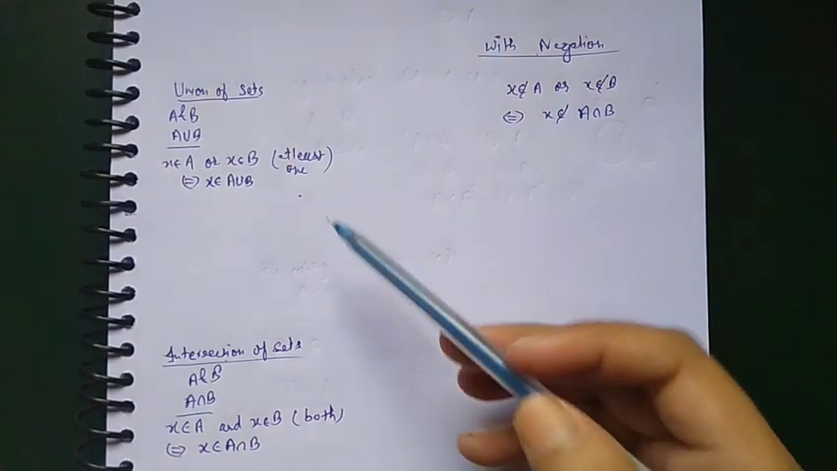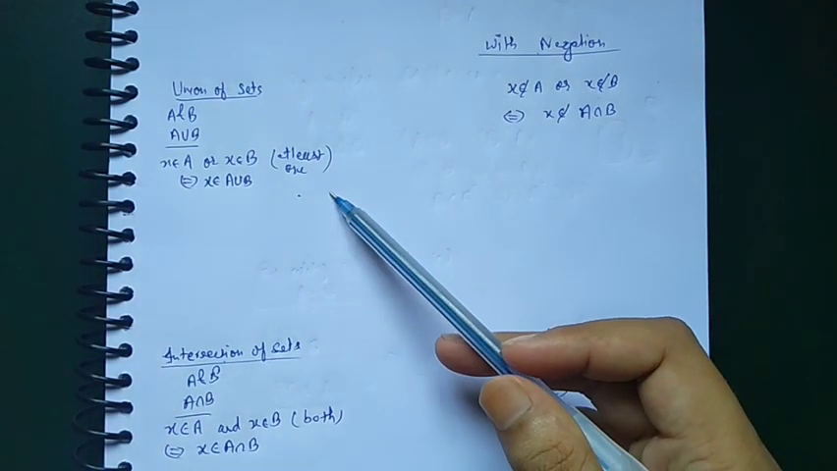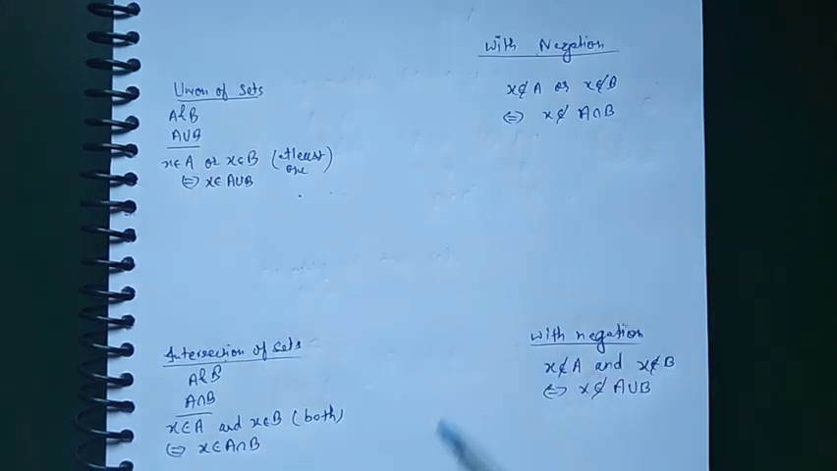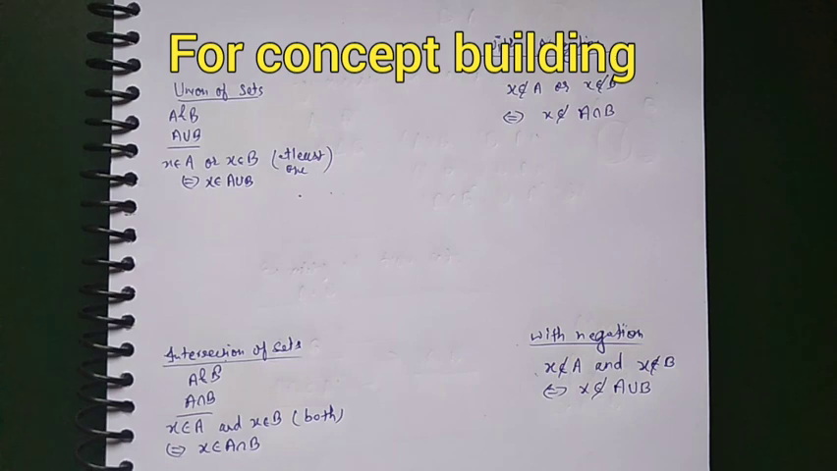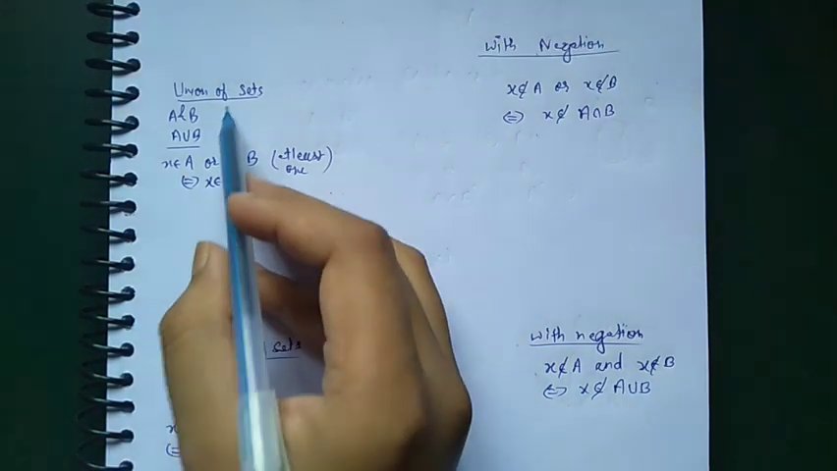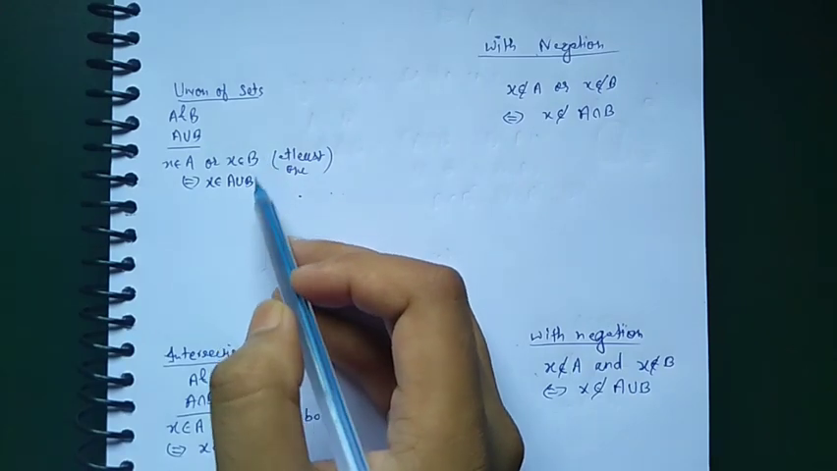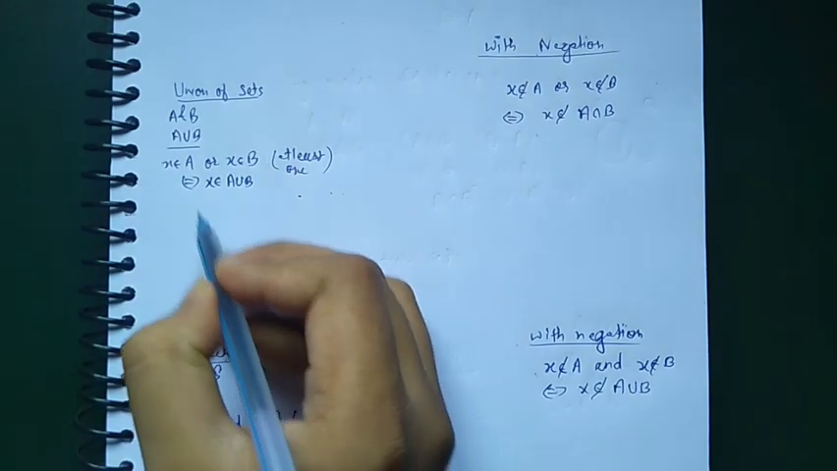To understand clearly the concept of union of sets with negation and intersection of two sets with negation, we will use the Venn diagram here. So first we will understand the union of two sets by Venn diagram.